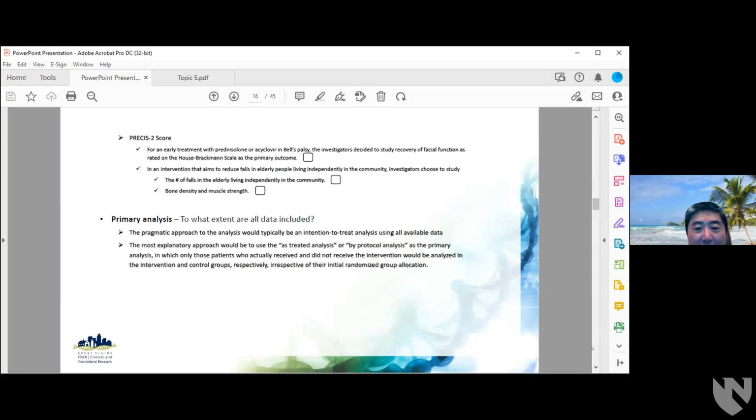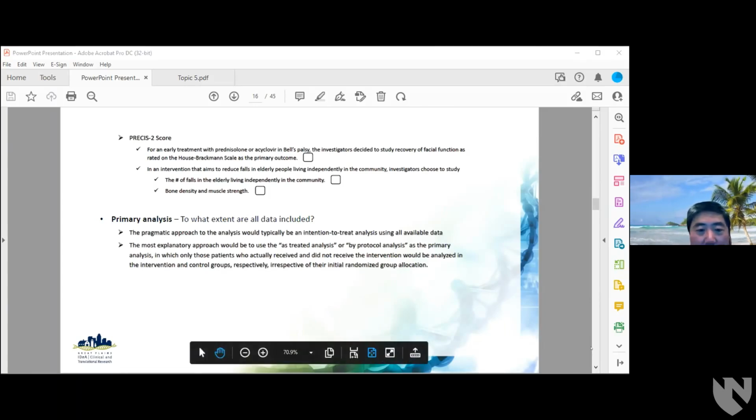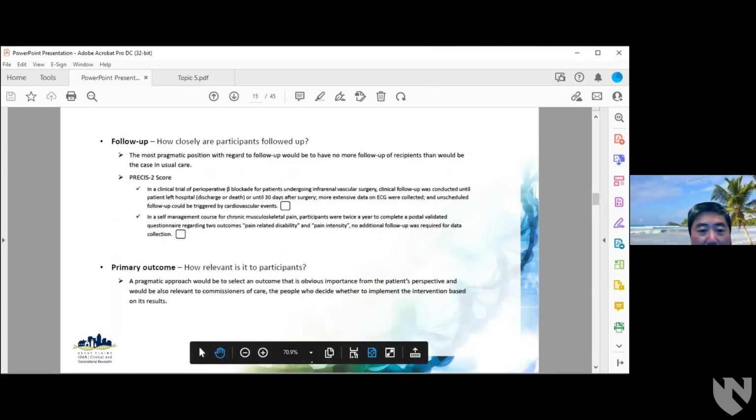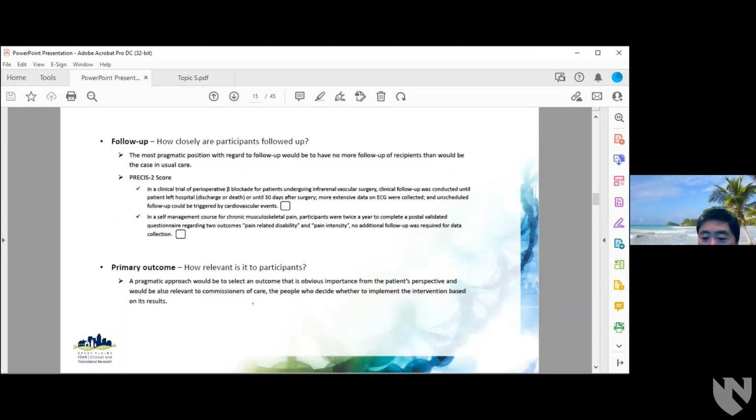Finally, I'd like to talk about, because as a statistician this is the focus I have, the outcome. I think that's very important. The primary research outcome: a pragmatic approach would be to select an outcome that is obviously important from the patient perspective and also relevant to the commissioner of care, the people who will decide whether to implement the intervention based on the results.